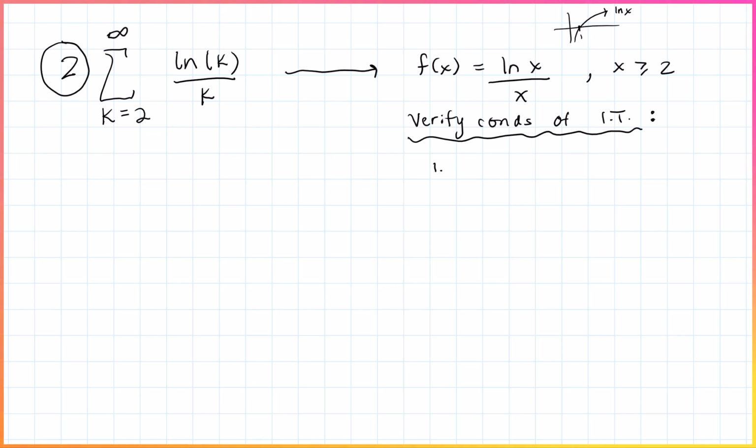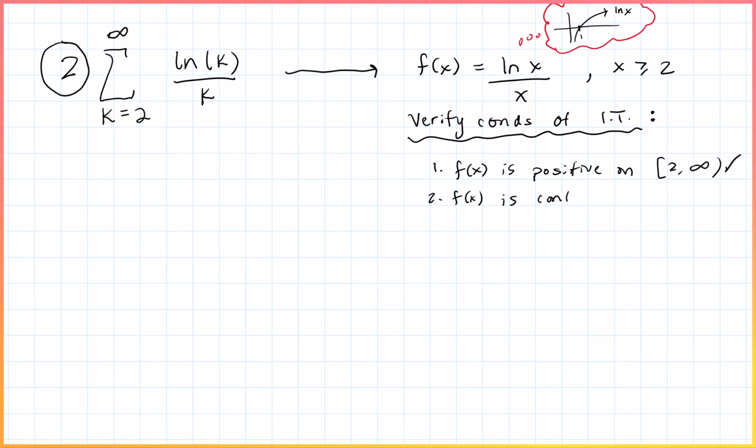So this function right here, we could say this is sort of, I should put that into a little thought bubble. This is the thought bubble that we're using as we're verifying here. So our first two conditions are pretty easy to check. f of x is positive on the interval from 2 to infinity, check. And the other condition is also fairly easy to look at. It is also continuous on the interval from 2 to infinity.